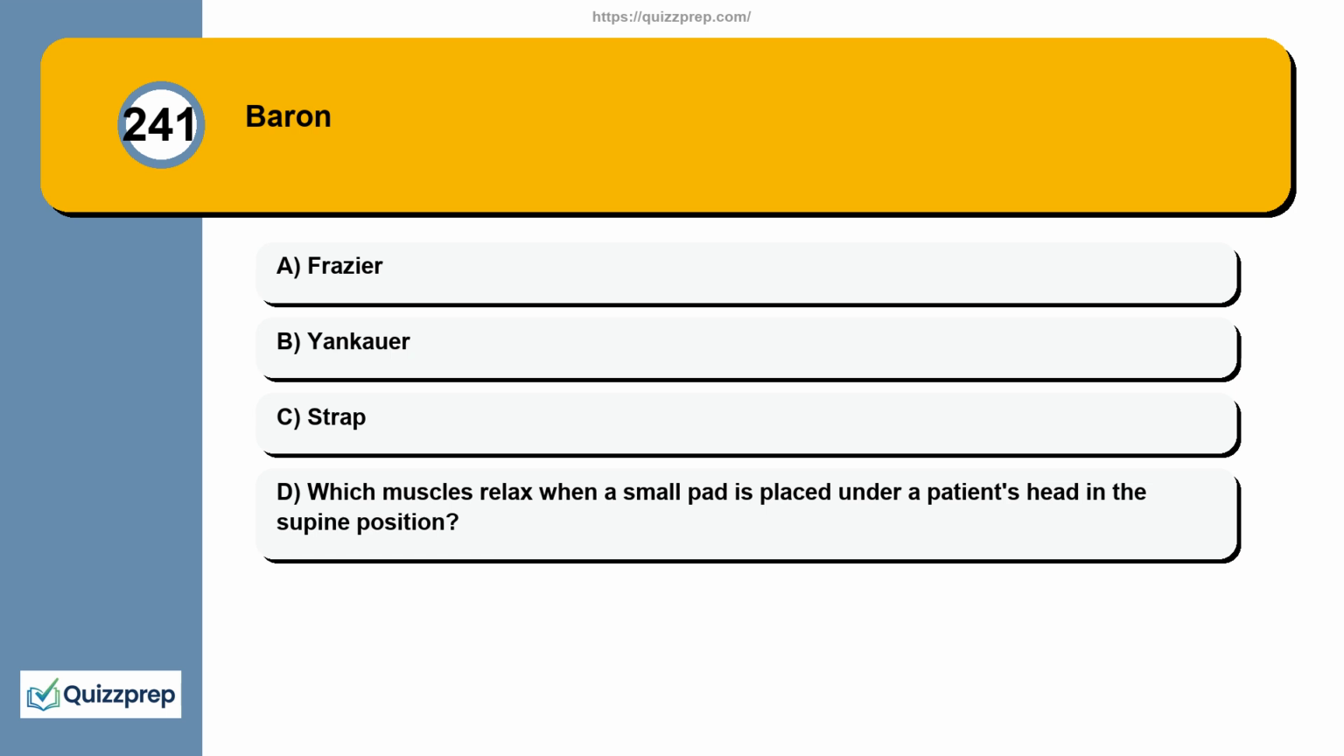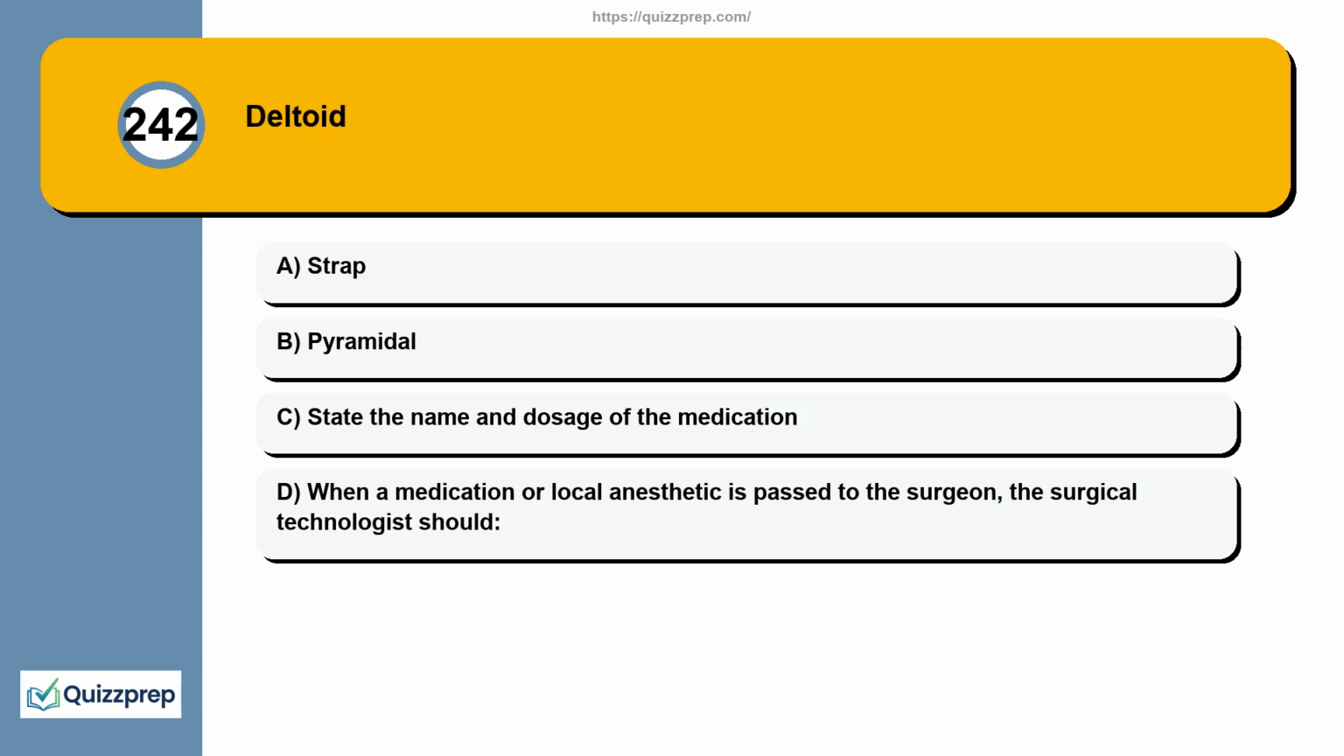Question 241, Barron. Option A, Frazier. Option B, Yankauer. Option C, strap. Option D, which muscles relax when a small pad is placed under a patient's head in the supine position? The correct answer is option Nan. Question 242, deltoid. Option A, strap. Option B, pyramidal. Option C, state the name and dosage of the medication. Option D, when a medication or local anesthetic is passed to the surgeon, the surgical technologist should. The correct answer is option Nan.